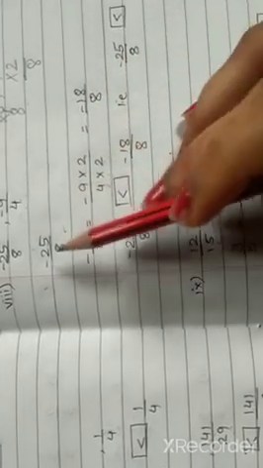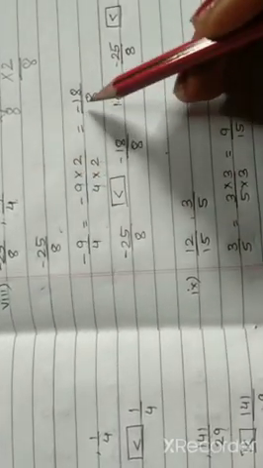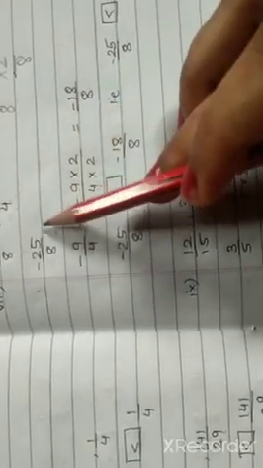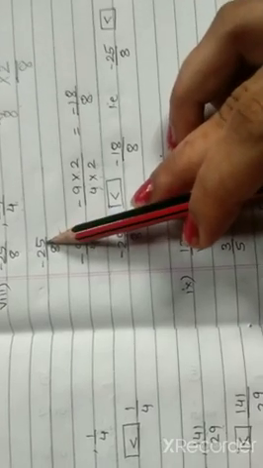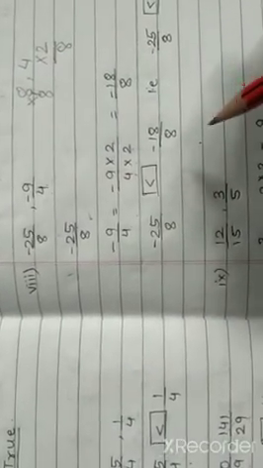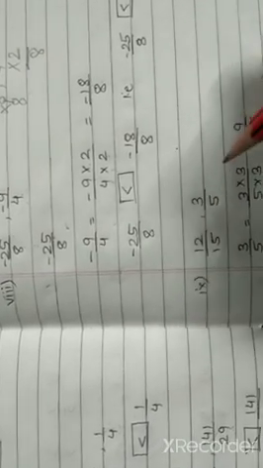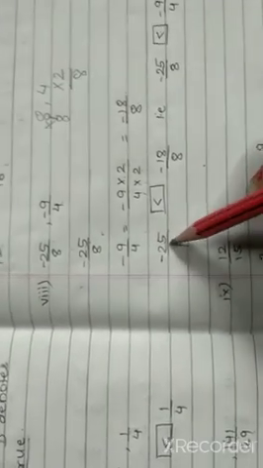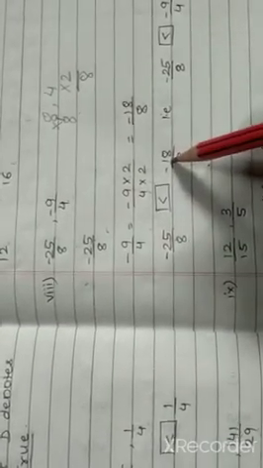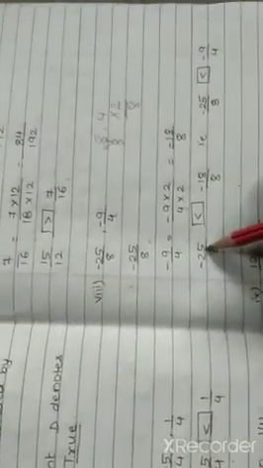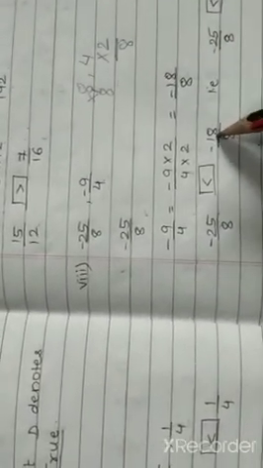On comparing, the terms are minus 25 upon 8 and minus 18 upon 8. Again, the base is the same, so we can directly compare minus 25 and minus 18. The method is the same: the number nearest to 0 is the greatest, while the number farthest from 0 is the smallest. The number nearest to 0 from 25 and 18 is 18, so 18 is the greater number.